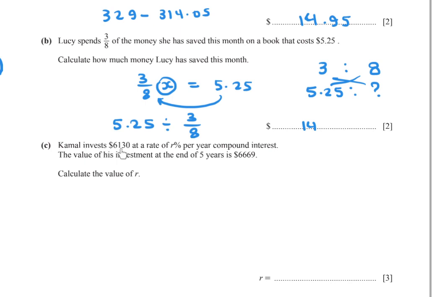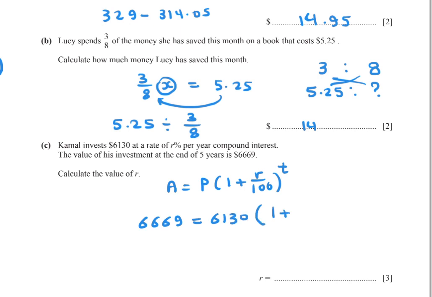C. Kamal invests $6,130 at a rate R% per year compound interest. The value of his investment at the end of 5 years is 6,669. Calculate the value of R. For the compound interest, we have the rule that the total amount equals the principal times 1 plus R over 100 to the power T. So the total amount now, 6,669 equals 6,130, this is the principal, times 1 plus R over 100 to the power 5.